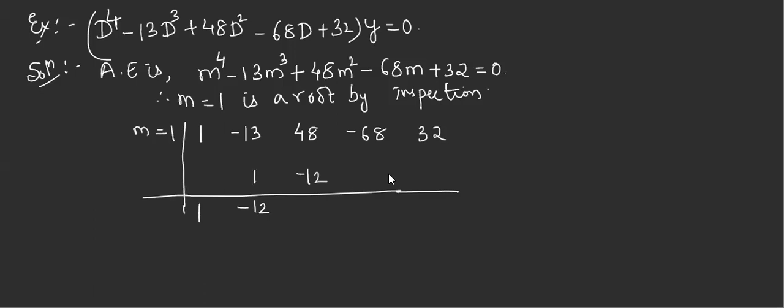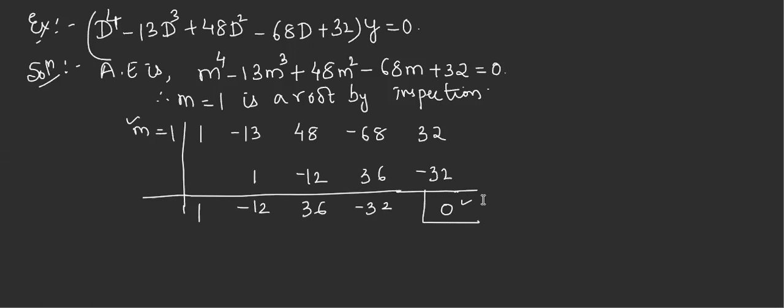48 minus 12 is how much? 36. Next, 36 into 1 means 36. Minus 68 plus 36 is how much? Minus 32. Agree? Minus 32 into 1 is minus 32. Again, what are you getting here? 0. What is the confirmation? That the root you have taken by inspection is 100% correct.